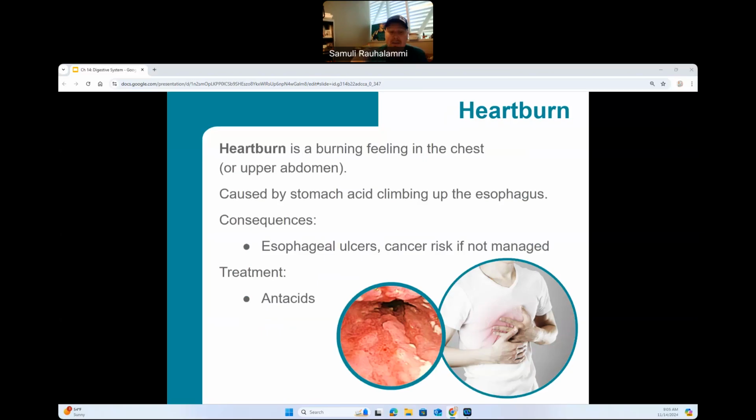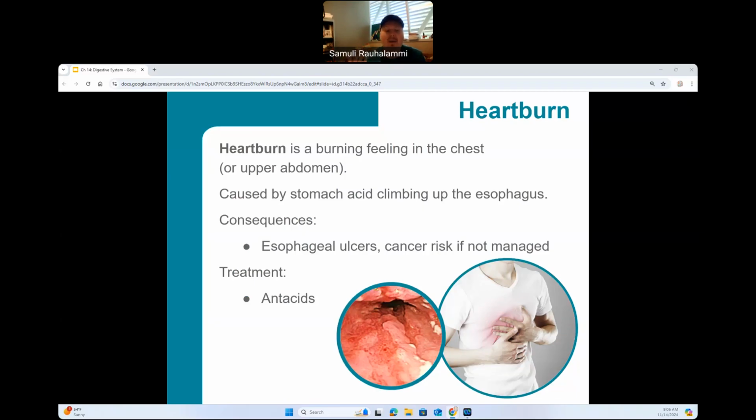And if this is a repeated occurrence, this can cause ulcers to develop at the esophagus. If this is still repeated and we don't treat it, this can increase the exposure of the ulcers to the stomach acids. It can increase the risk of these ulcers becoming cancerous.